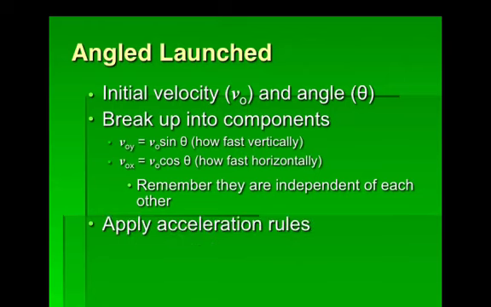Next, we then apply our acceleration rules in each direction. And we all know now that once something is fired in the air, the only acceleration it feels or undergoes is gravity. And gravity only acts one direction, straight down. So that means there is still no acceleration in the horizontal, and all the acceleration is in the vertical, gravity, negative 10 meters per second squared.